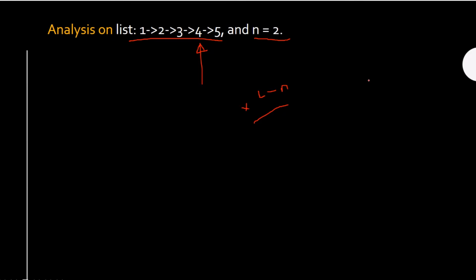So in both cases, the first time we go through it n times to get the length. The second time we go through it almost n times, depending on what the difference is. So it's going to be L minus n. So that is what we're going to go through in the second time.